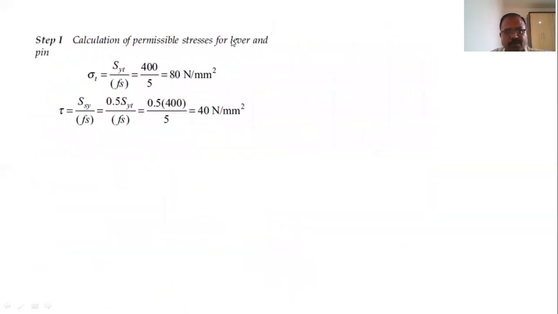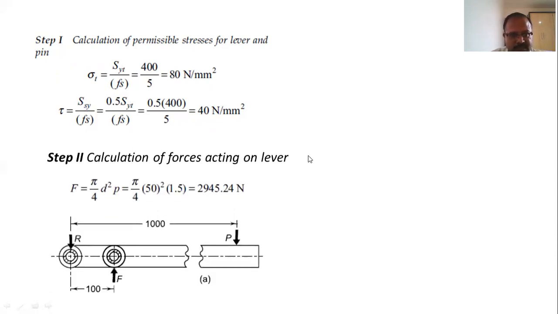So starting with the calculation of permissible stresses. Permissible stresses we will calculate first. Sigma T is equal to SYT upon factor of safety according to principal stress theory, and tau is SSY upon factor of safety, where SSY is 0.5 SYT. This is the maximum shear stress theory. Using this, we can calculate the permissible stresses, and then the calculation of forces acting on the lever. So P is equal to force upon pi by 4 D square. Using this, you can calculate the amount of force.